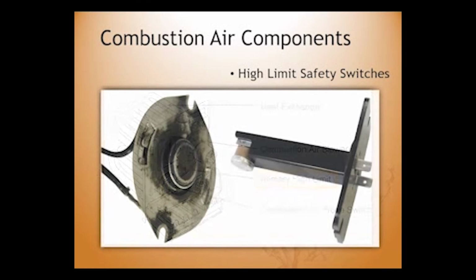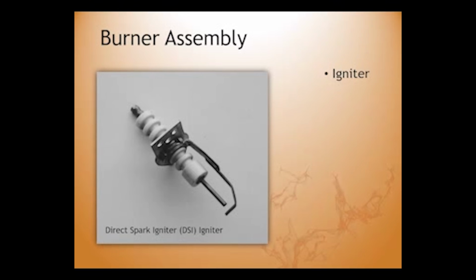It operates the same as with standard furnaces. Mid-efficiency units have up to 3 different sensors, and they're factory set between 82 and 94 degrees. The primary limit control is located by the heat exchanger, and the secondary or auxiliary controls are located inside the blower compartment.